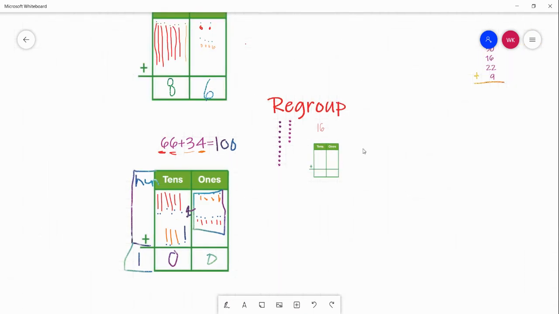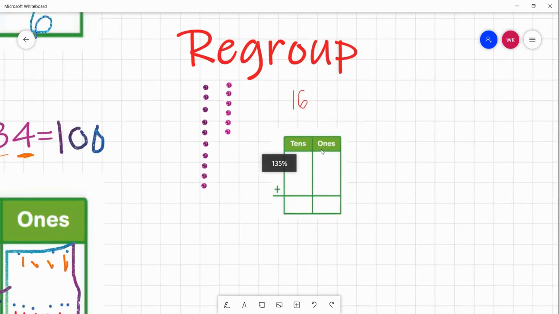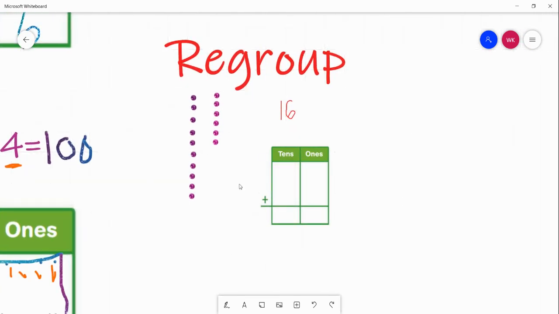Now let's try to regroup. So regrouping means just what I just did. So I had 6 ones and I regrouped it to make it 10, and I put a stick over on the 10 spot. So let's do that right here. So I have 1, 2, 3, 4, 5, 6, 7, 8, 9, 10. 1, 2, 3, 4, 5, 6. So I have 16 here right now. So I have 1 ten and 6 ones.